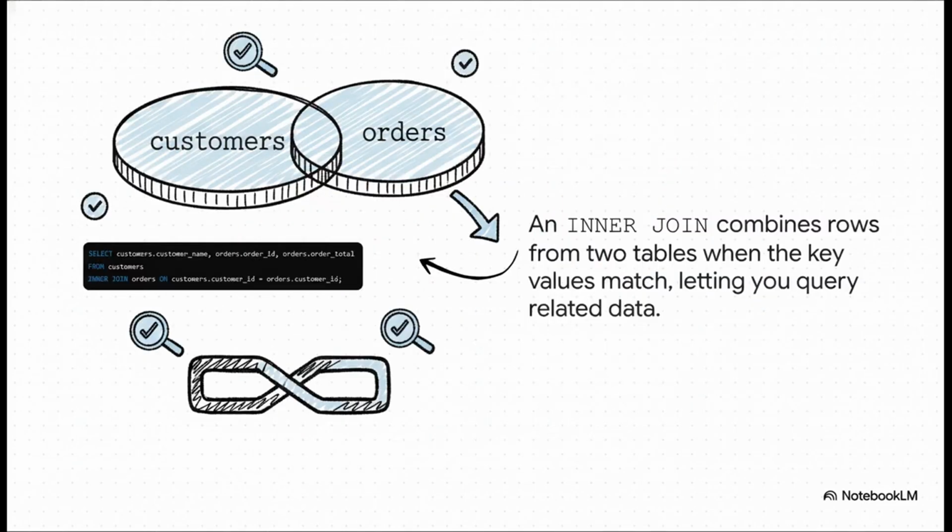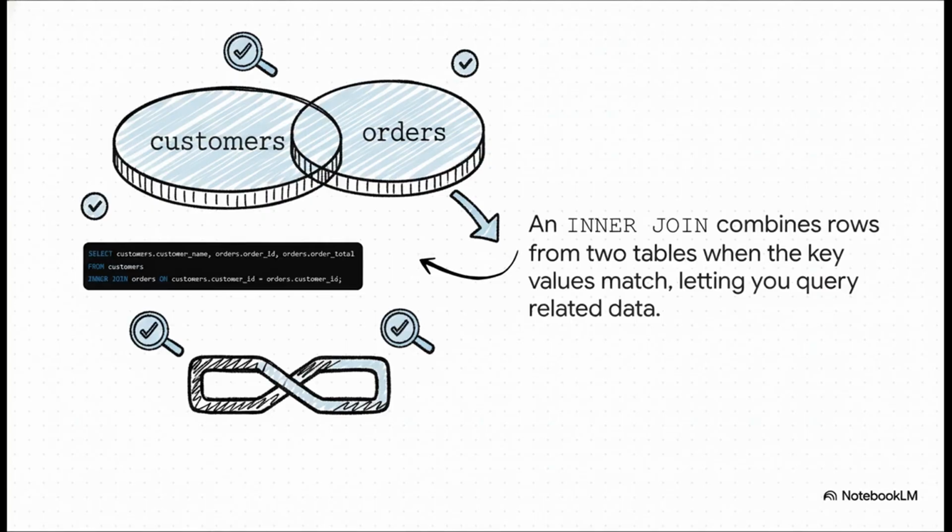So, how do we follow that map with our code? We use a join. This query right here shows how you can get a customer's name and all their order details in one single result. The inner join command tells the database to follow that link between the customer and order tables using their shared ID, and it combines the information for you.